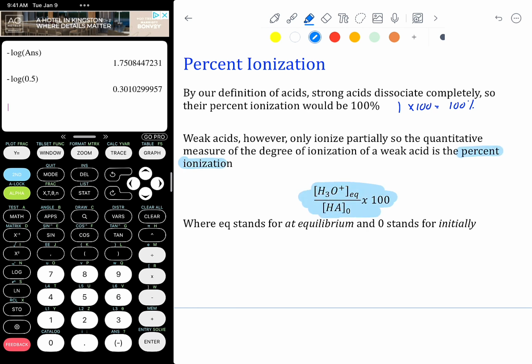Okay, where the EQ stands for equilibrium, and the naught down there, that 0, stands for the initial concentration. So those values you can find from your ICE table, because you're solving for not only your equilibrium concentrations, but you had to start with your initial concentrations.